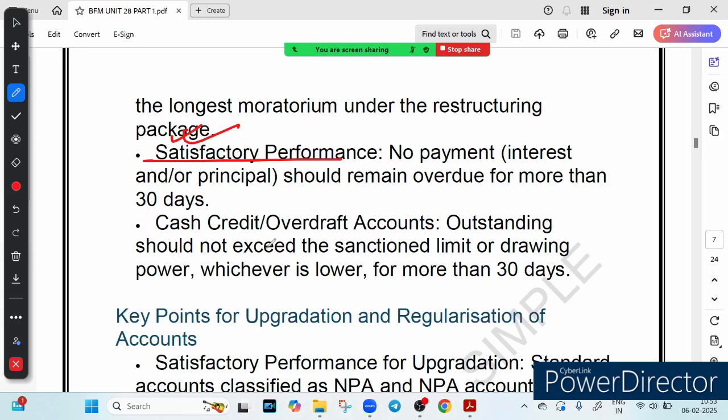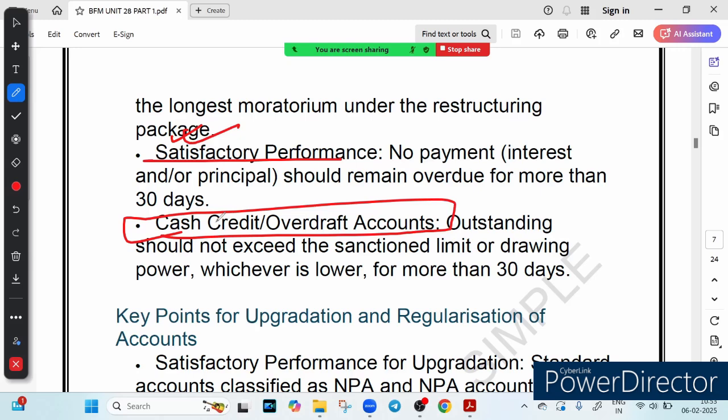Think of it like a probation period. The borrower must prove that they can maintain regular payment for a year before getting the standard status back. Now, that was for MSME loans. What about cash credit and overdraft accounts? How do we upgrade their status from NPA to standard?